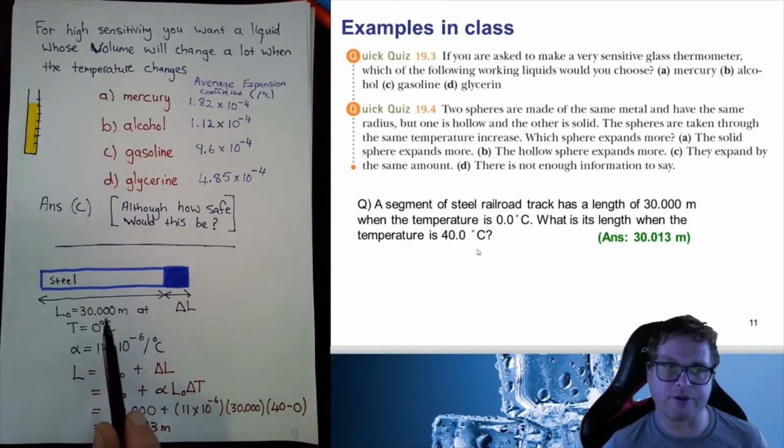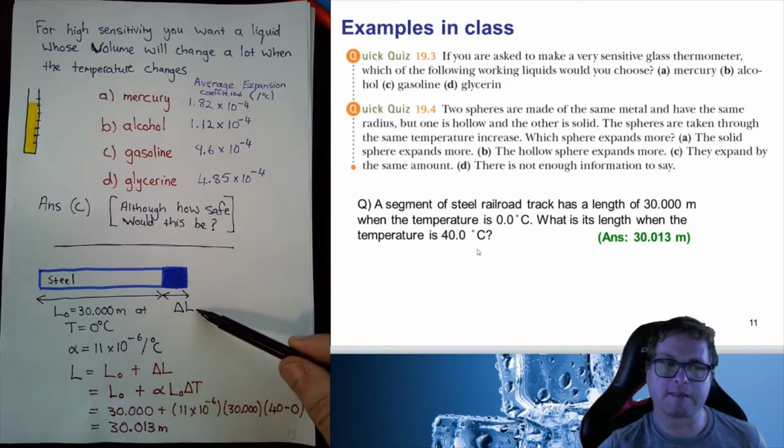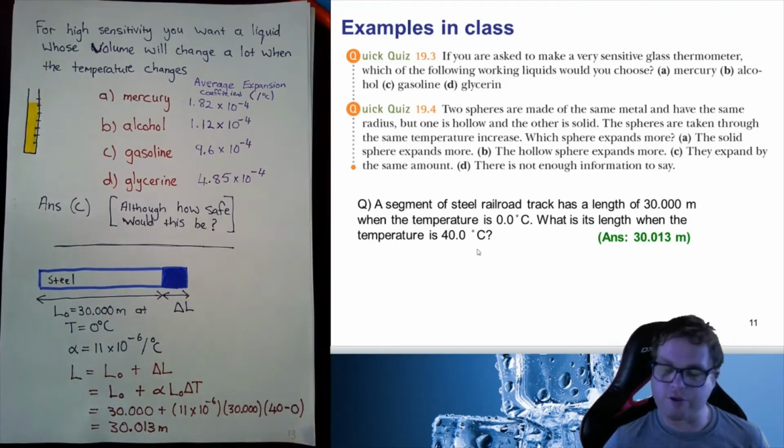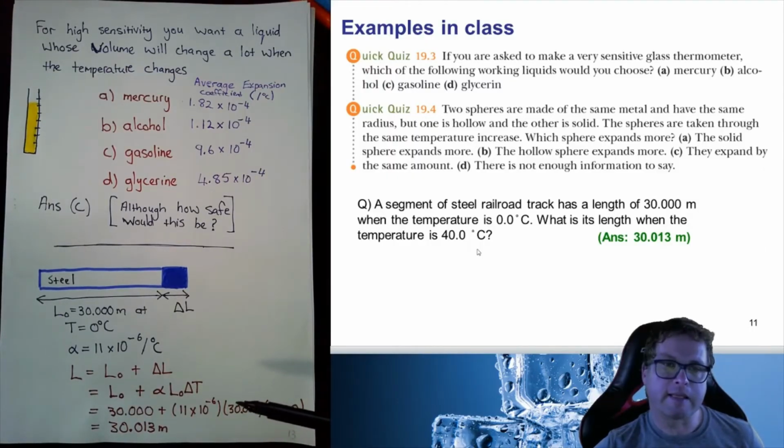And this is 30 meters at 0 degrees Celsius. Then when the temperature increases, it expands by some amount, delta L. So the new length is going to be the original length plus the amount that it expands by. As we discussed on the previous slide, we can use the linear expansion coefficient, and we can then calculate according to this extra term what the expansion will be.